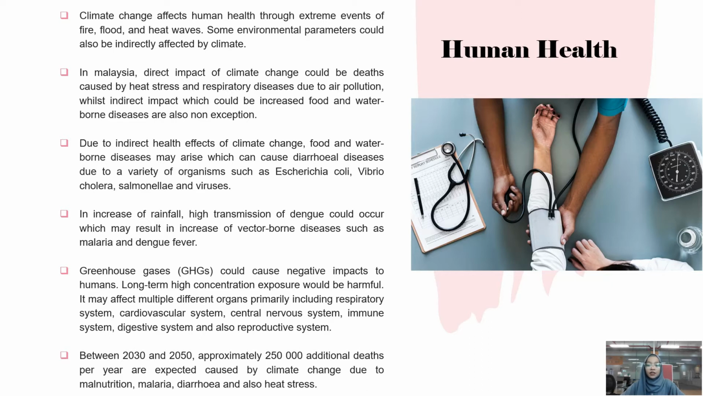Greenhouse gases (GHGs) could cause negative impacts to humans. Long-term high concentration exposure would be harmful. It may affect multiple different organs, primarily including the respiratory system, cardiovascular system, central nervous system, immune system, digestive system, and also reproductive system. Between 2030 and 2050, approximately 250,000 additional deaths per year are expected to be caused by climate change due to malnutrition, malaria, diarrhea, and also heat stress.